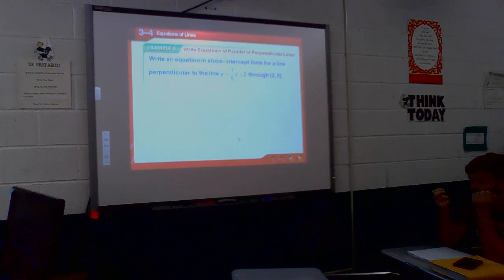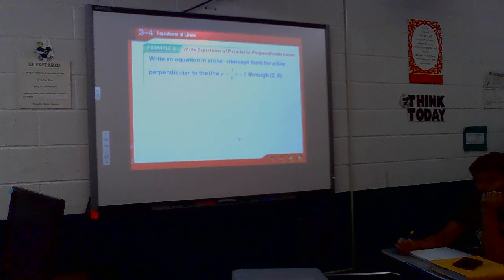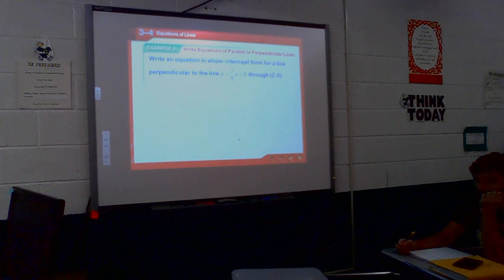So in this particular case, the line that they give me is right here. What's my slope? 1/5, right? And so what is the perpendicular slope for the line that goes through 2, 0? -5, right? So I'm going to use that information. I'm going to use m equals -5. Now I have to write it in slope-intercept form. So I have my slope, but I have a point. So again, I'm going to use my point-slope form. It's just easier for me to do that here.